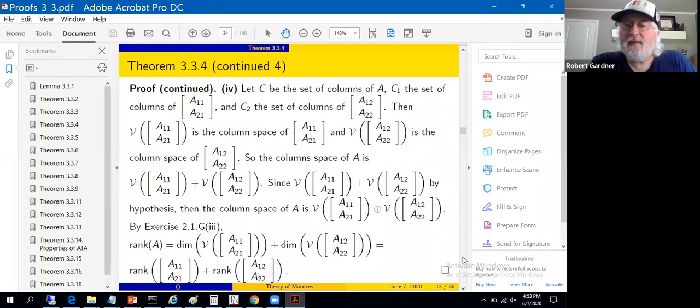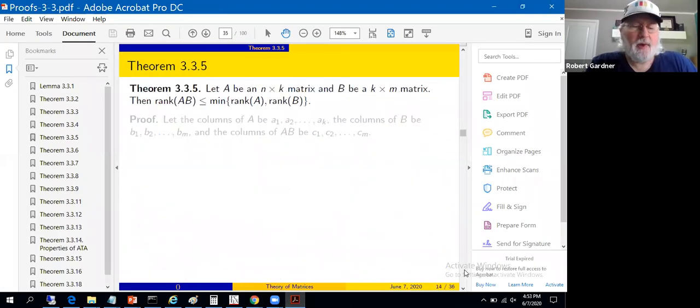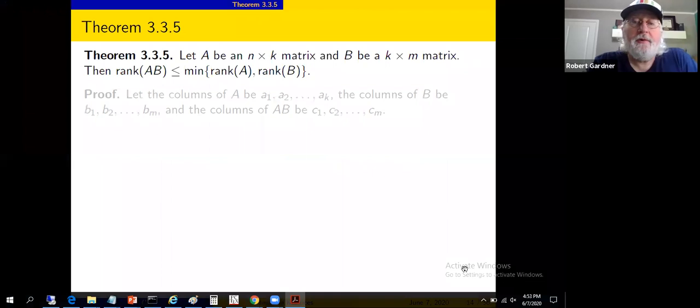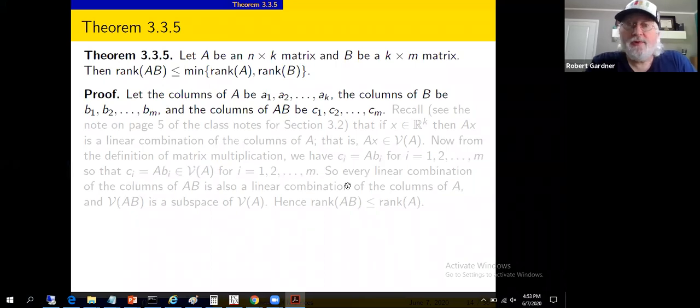Let's look at that result. So that might, on the surface of it, sound a little weird, that we're getting this minimum thing when multiplying. All right. Well, let's do our usual deal. We'll let the columns of A be these subscripted lowercase a's, the columns of B, lowercase subscripted b's.